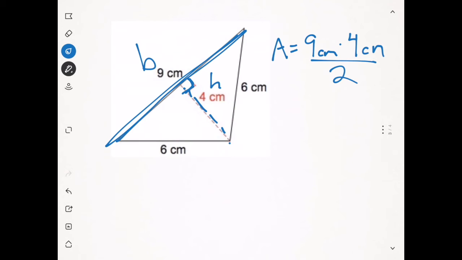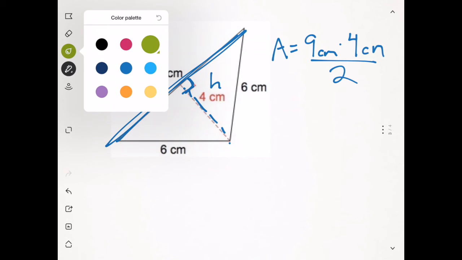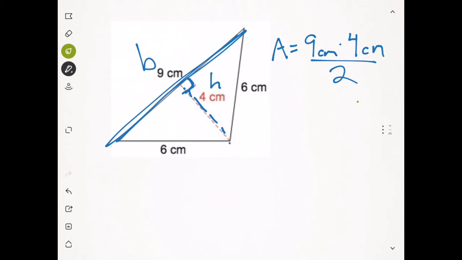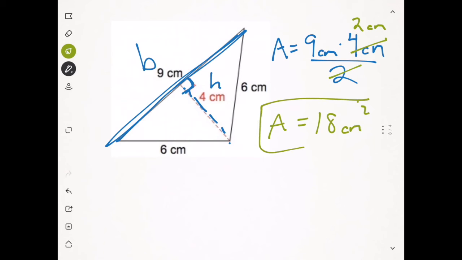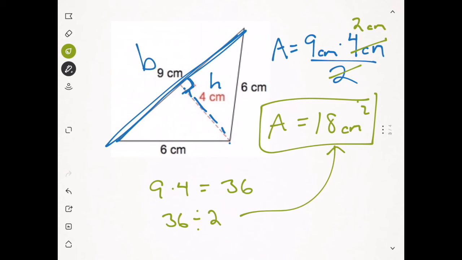Okay, this time I'm going to use the strategy I talked about in the last problem. Since 4 is an even number, I'm going to divide 4 centimeters by 2, giving me 2 centimeters. 9 centimeters times 2 centimeters is 18 square centimeters. That's the same answer if we had done 9 times 4 and we got 36 and then did 36 divided by 2. That would still give us 18.